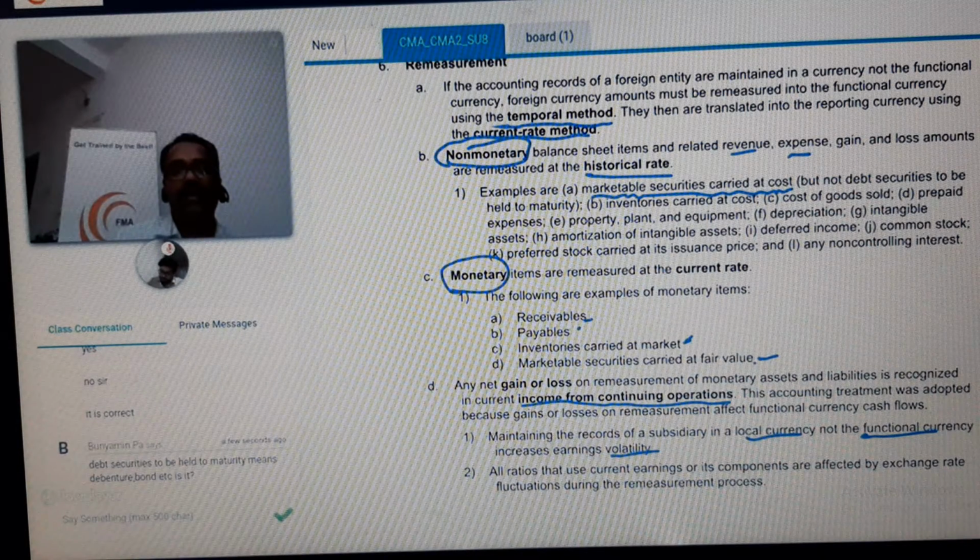So remeasurement using temporal method. Monetary versus non-monetary. P&L at historical rate, non-monetary assets at historical rate, monetary assets again at current rate.